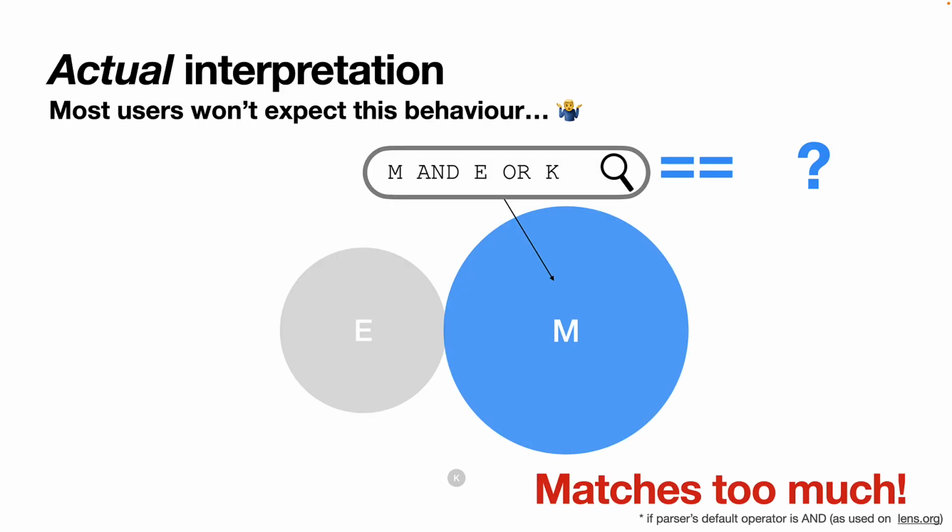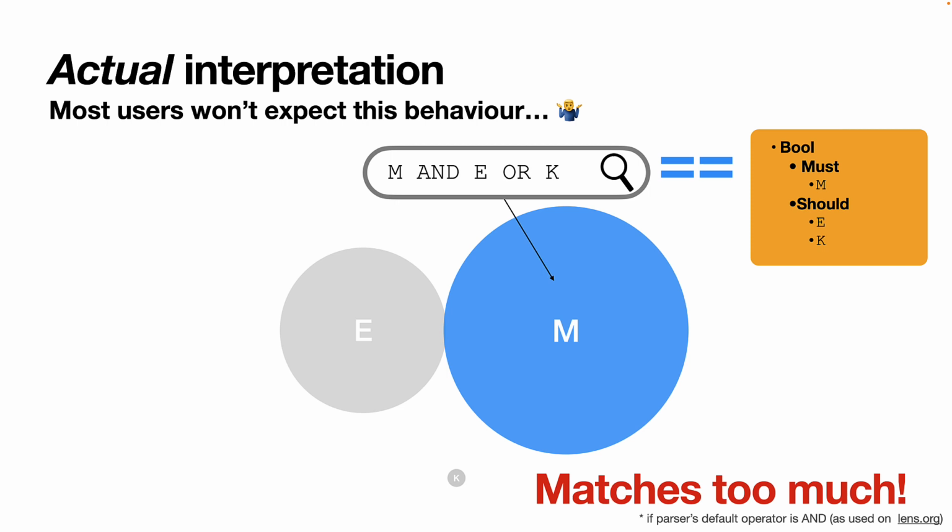So what does it do? Well, it actually matches M. It matches all of the MySQL documents, and it doesn't narrow it down at all. You get all of them, regardless of whether they use Elasticsearch or Kibana or not. So in a way, that's matching too much, and the reason why is that Lucene has a sort of strange way of interpreting Boolean syntax.